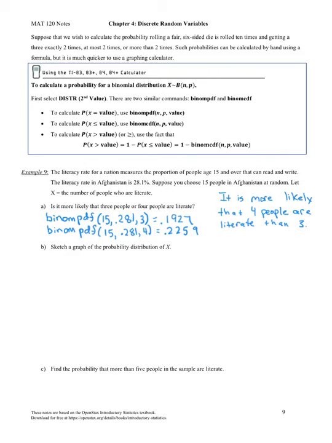Next, we're asked to sketch a graph of a probability distribution of x. So this means we want to draw a graph for if x is 1, 2, 3, 4, 5, even 0, all the way up to 10. And you can solve for all of these in your calculator, and you'll probably end up with this. You're going to use your binomial PDF function on each of these x values below.